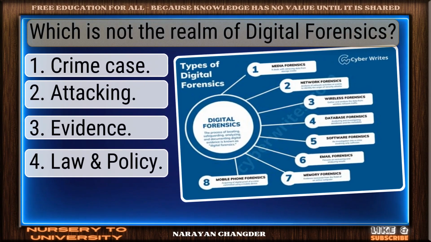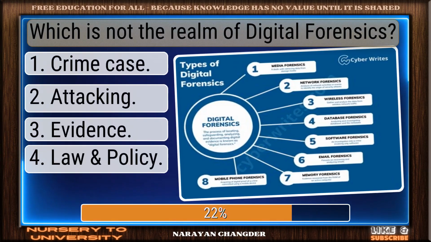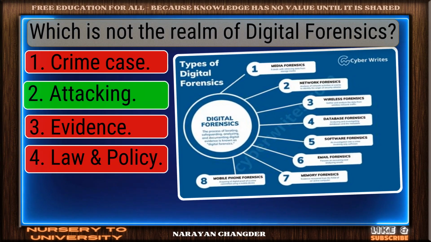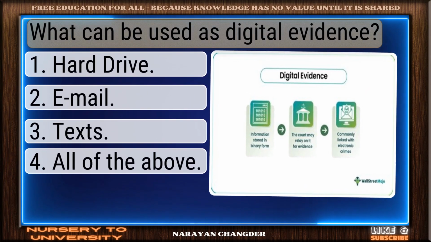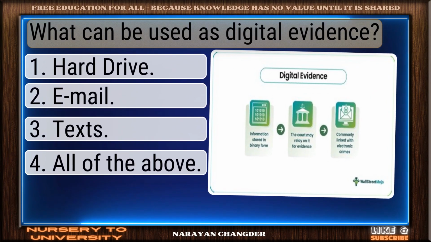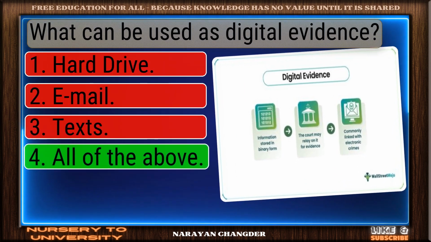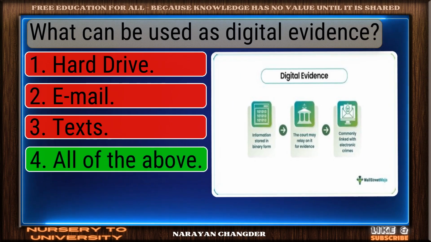Question number 66. Which is not the realm of digital forensics? Smart move. Attacking is an accurate answer. Question number 67. What can be used as digital evidence? Good thinking. All of the above is the right answer.